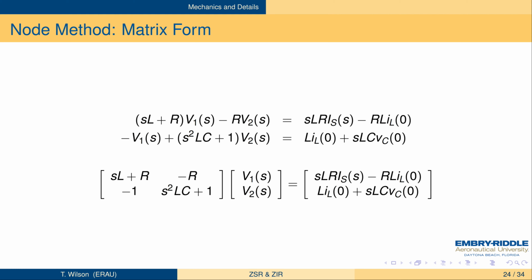You can write this as a matrix equation where you have a scale factors SL plus R, minus 1, S squared LC plus 1, times V1 and V2. And then the input terms go into this column vector on the right-hand side.